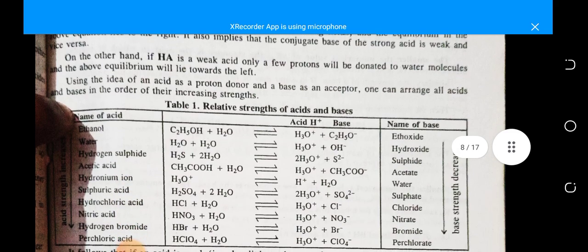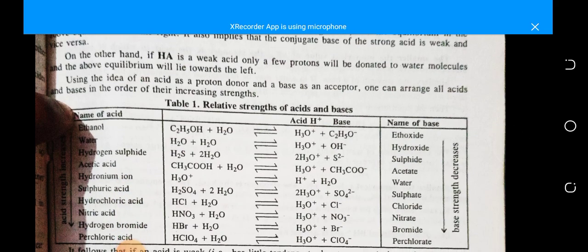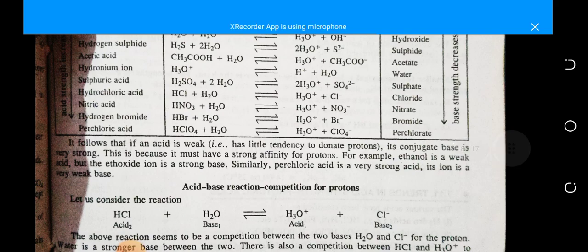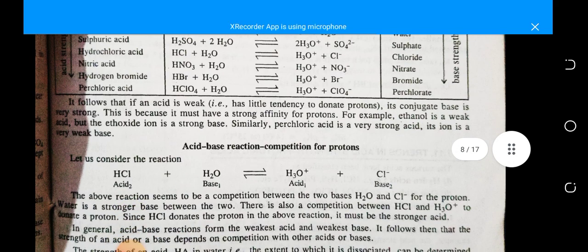Using the idea of an acid as a proton donor and a base as a proton acceptor, one can arrange all acids and bases in the order of their increasing strength. It follows that if an acid is weak, its conjugate base is very strong. This is because it must have a strong affinity for protons. For example, ethanol is a weak acid, but the ethoxide ion is a strong base. Similarly, perchloric acid is a very strong acid. Its ion is a very weak base.